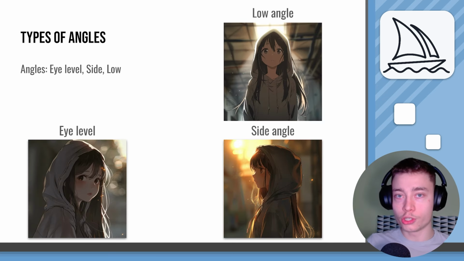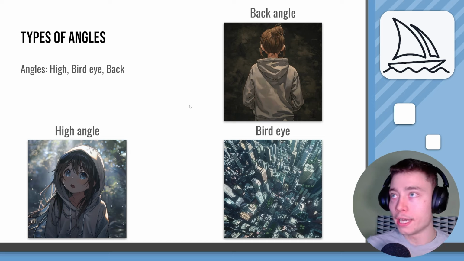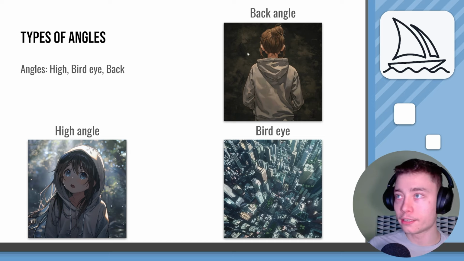Angles. So you have eye level, which means, like right now, you're looking at me at eye level. Low angle, when the camera is below the subject, and side angle is from the side, obviously. High angle, camera above the subject, back from behind, and bird eye from the sky.